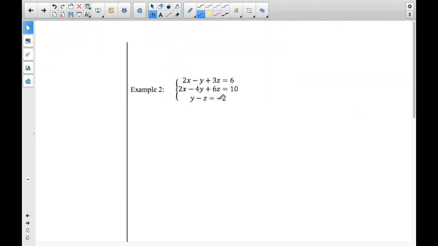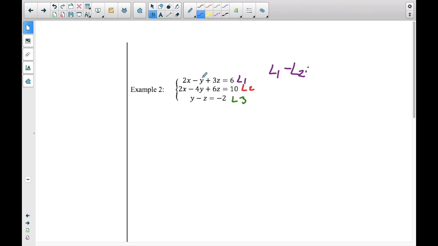I'm looking at this. The bottom one only is missing an x. So again, I'm going to label, this is my L1, this is my L2, this is my L3. L3 is already missing an x. So what I want to do now is I want to get rid of my x on L1 or L2. So would you understand it if I said L1 minus L2? Because that way I don't have to do my negative and all that. So in other words, I can subtract these. Just like you can add them, you can also subtract them. So if I subtract them, the x's drop off.